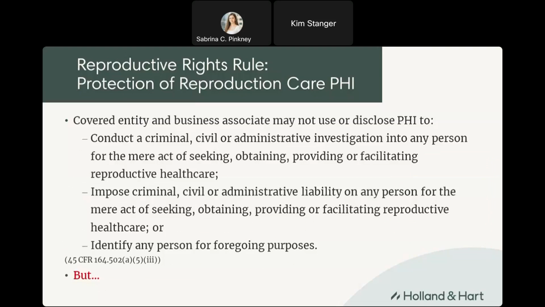So under the rule, a covered entity and business associate may not use or disclose protected health information to anybody for purposes of conducting a criminal, civil, or administrative investigation into any person for the mere act of seeking, obtaining, providing, or facilitating reproductive health care. In addition, it can't be used to impose criminal, civil, or administrative liability on any person for the mere act of seeking, obtaining, providing, or facilitating reproductive health care, or identifying any person for the foregoing purposes. So the general rule is that you can't use or disclose protected health information for these purposes, right? For the civil, criminal, or administrative liability.